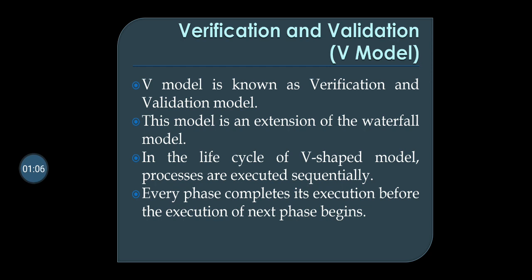In the life cycle of the V-shaped model, processes are executed sequentially, one after another. Every phase completes its execution before the execution of the next phase begins. Means if we have to start the next phase, the previous phase must be completed first and then it will be started.